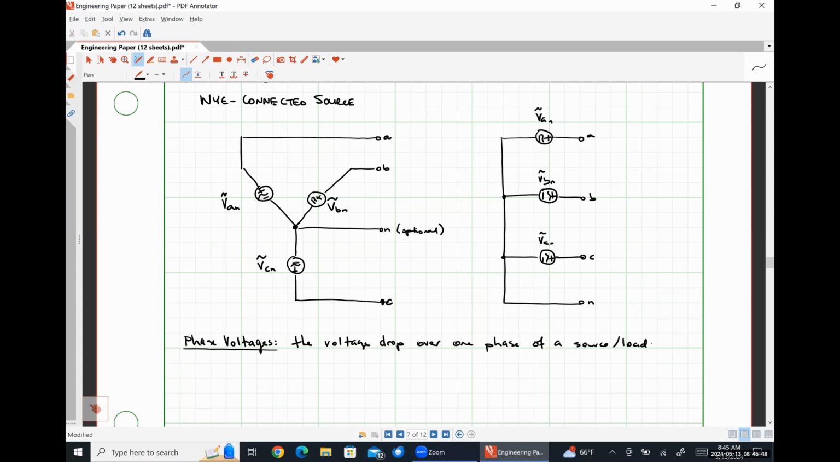Taking longer than I had hoped. What was that? I would like for you to identify the phase voltages in this system. Based on our definition, a phase voltage is just the voltage drop across one phase of a source or load.